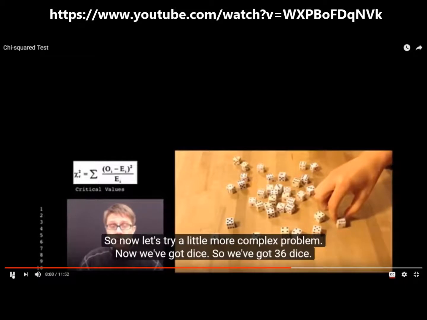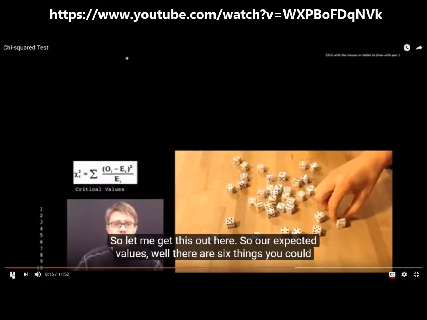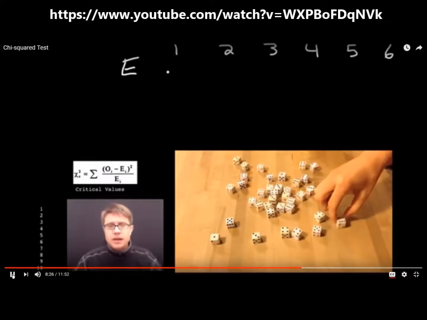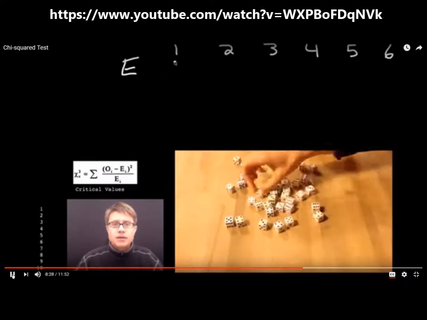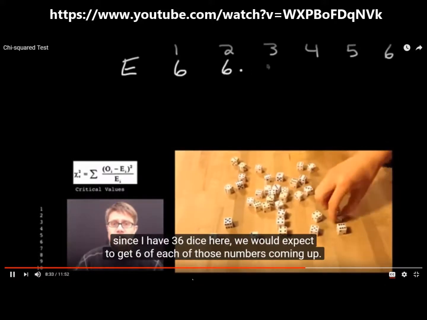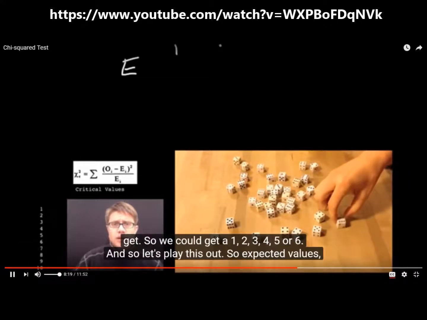So now let's try a little more complex problem. Now we've got dice. So we've got 36 dice. So let me get this out here. So our expected values. Well, there are 6 things that you can get. So we can get a 1, a 2, a 3, 4, 5, and a 6.